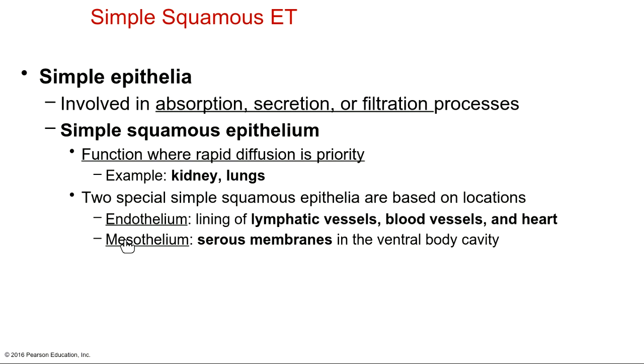Second type of simple squamous is mesothelium. Mesothelium makes up the serous membranes. So remember, we talked about the serous membranes already. Okay, so we talked about all that terminology with the serous membranes. Serous membranes, you can have a parietal layer and a visceral layer, right? And in between those two layers, you have serous fluid circulating. Well, those membranes are actually made of simple squamous epithelium, and we call that mesothelium.